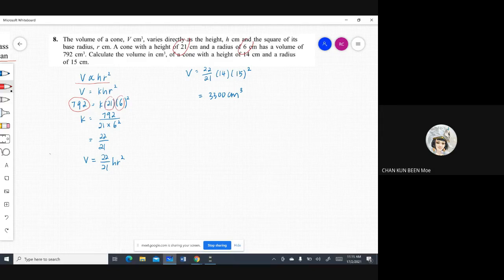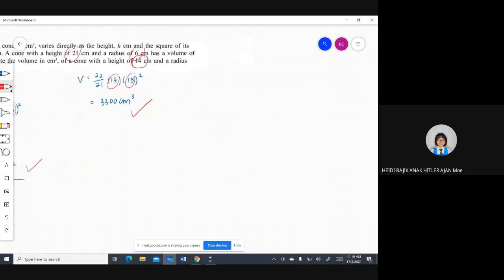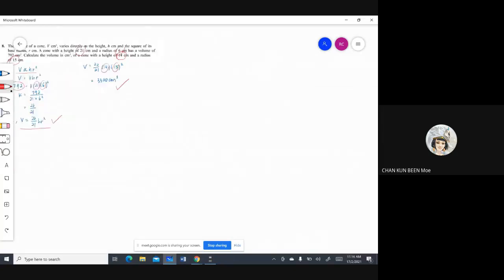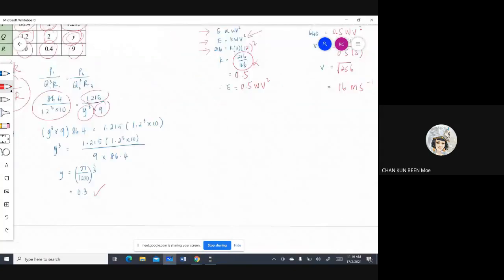Hence, V equal to 22 over 21 HR squared. Okay, calculate the volume of the cone with a height of 14 and a radius of 15. So substitute 14 and 15. Then you get 3300 cubic centimeter. Okay. Now we continue with the next one. Let me know like just now if I made any mistake. Okay. Continue with question 1.1D.